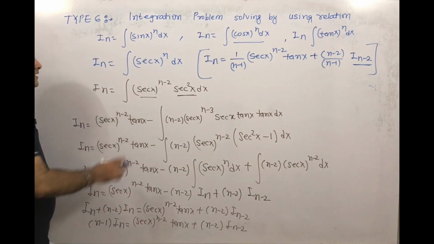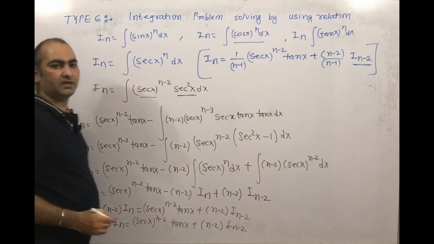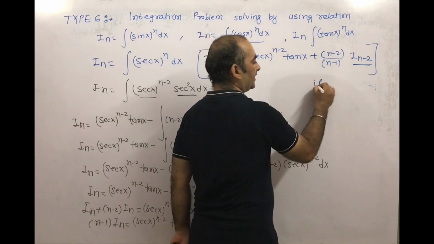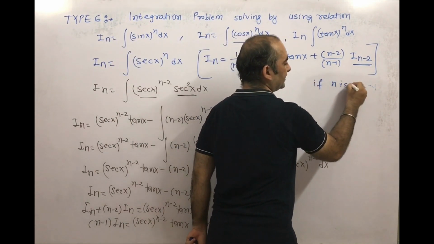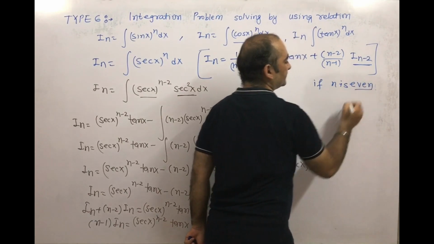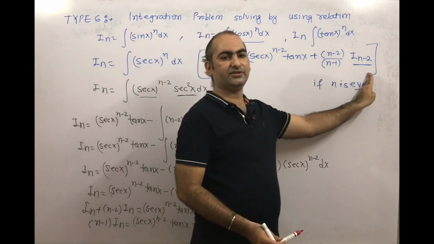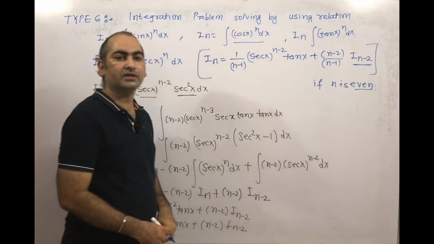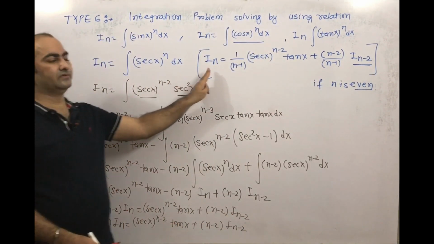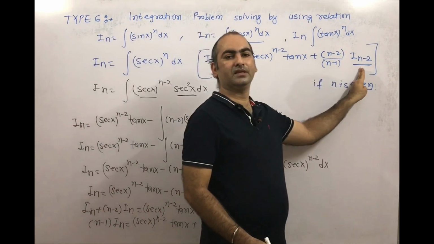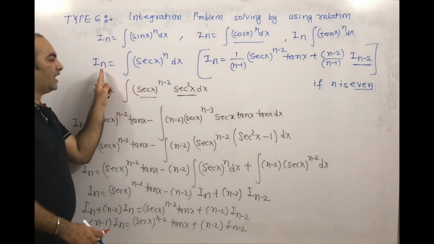Now here, if n is even and we are using this relation, then it will go till I0, and if n is odd, then this relation will go till I1, and what is I1? What is I1?